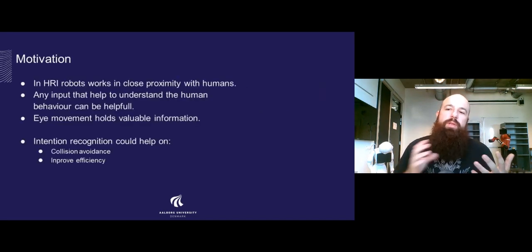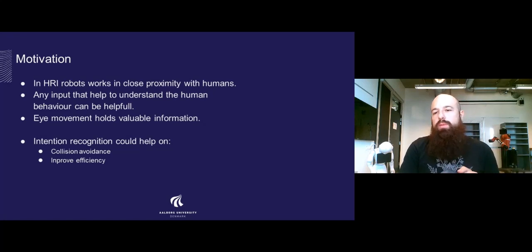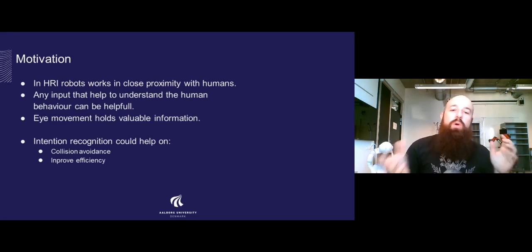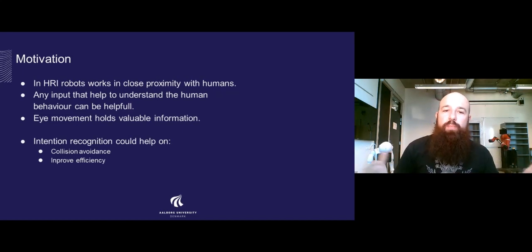What is the motivation behind our work? Well, in human-robot interaction, we have two agents. We have a human and we have a robot, and they both work in close proximity to do a task together. The robot, at the end of the day, is just another machine with some code inside and needs inputs from the outside to perform its tasks. So, the more inputs, the more data we can gather from the outside, the better.